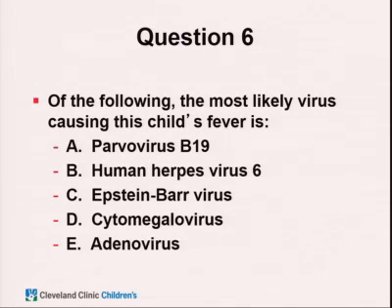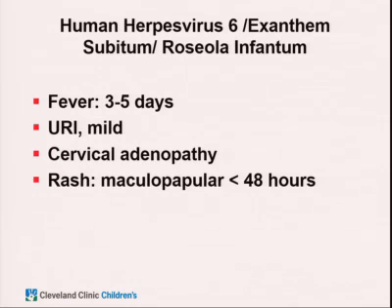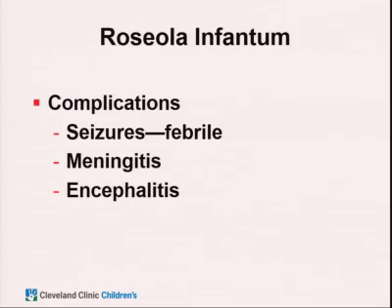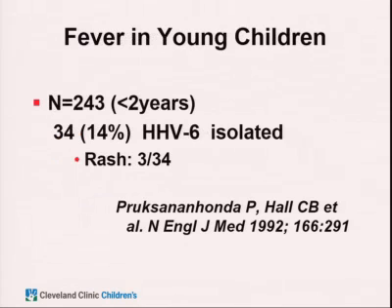Okay, very good. So HHV6, which is the cause of Exanthem subitum or Roseola. The classic history is 3 to 5 days of fever, maybe some mild URI symptoms, maybe some cervical adenopathy, and then you usually see the rash after the fever resolves. Complications of Roseola include febrile seizures. This is probably the most common cause of febrile seizures in young infants. It can rarely cause meningitis and encephalitis, especially in immunocompromised children.